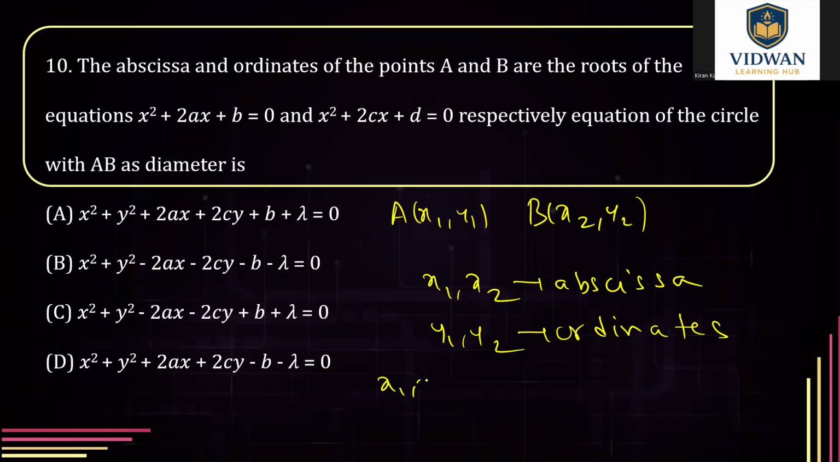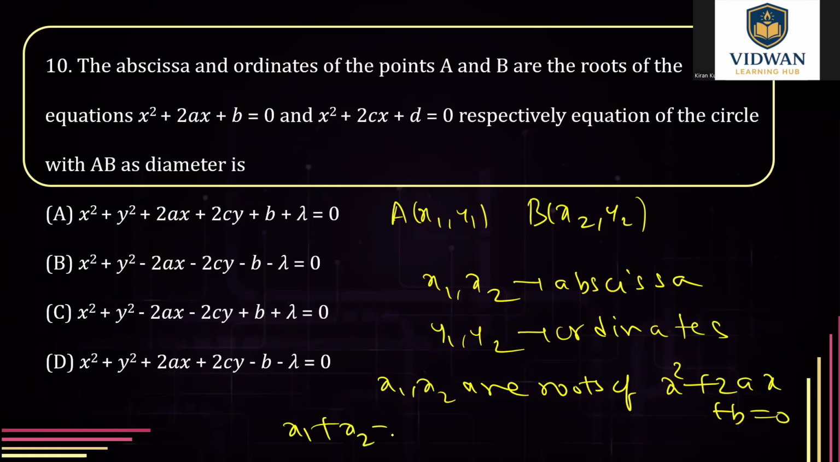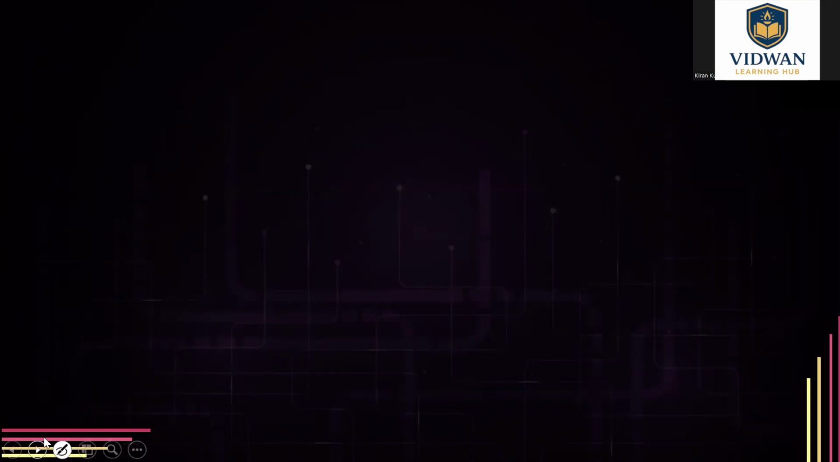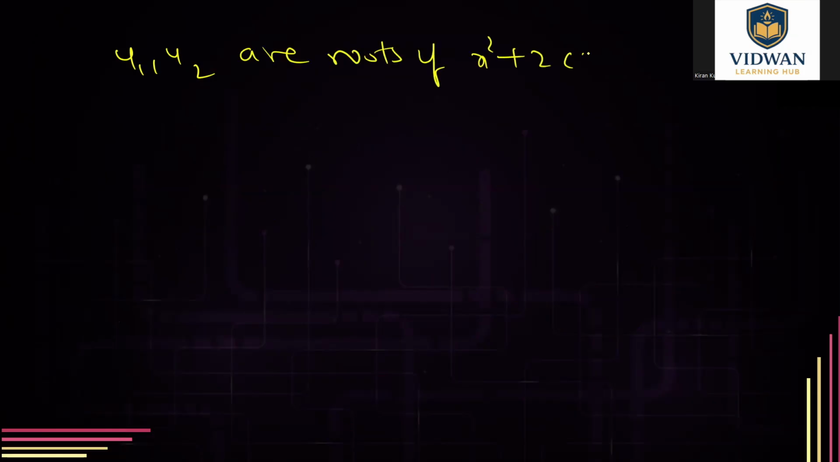So x1 and x2 are the roots of x square plus 2ax plus b equal to 0. So what will be the sum of the roots and product of the roots? Sum of the roots is minus 2a, product of the roots is b. Similarly, ordinates y1 and y2 are the roots of the second equation. So y1 and y2 are the roots of y square plus 2cy plus d. So the sum of the roots, y1 plus y2, would be minus 2c, and the product of the roots is y1 y2 equal to d.